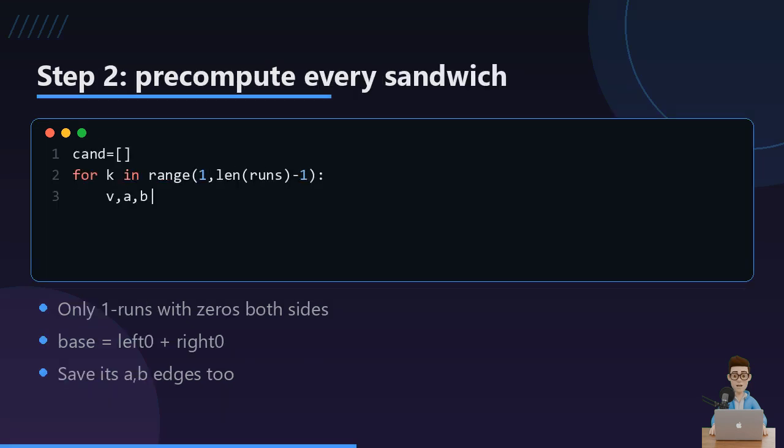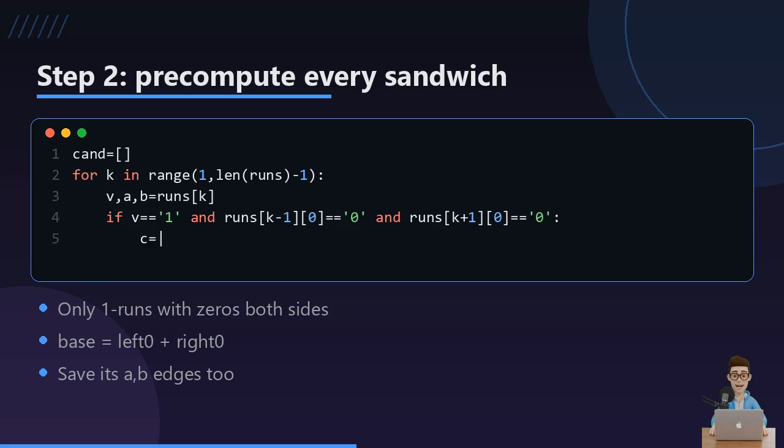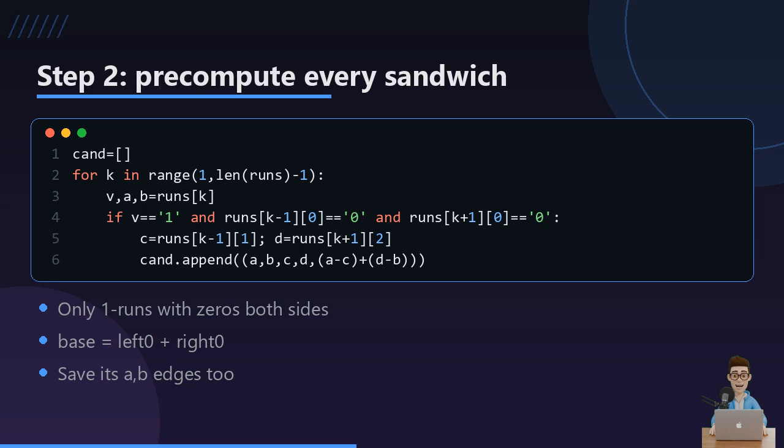We list every candidate one run that has a 0 run on both sides. For each we store its edges and its full gain: left zeros plus right zeros. This is the pre-work that makes each query cheap. We pay once, not per query.